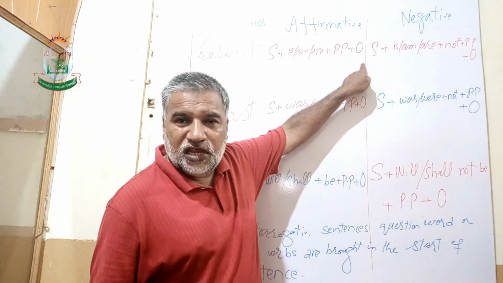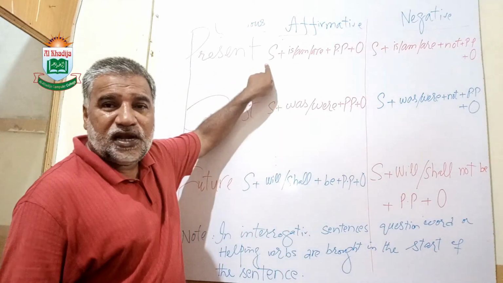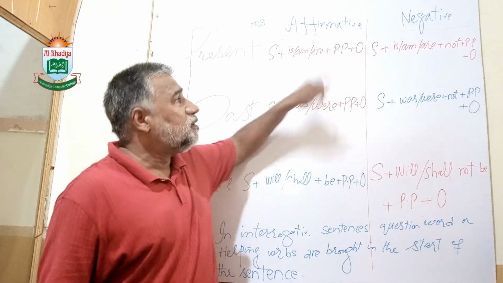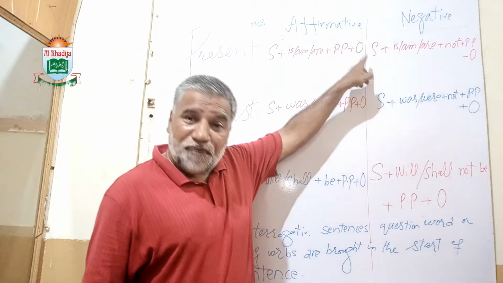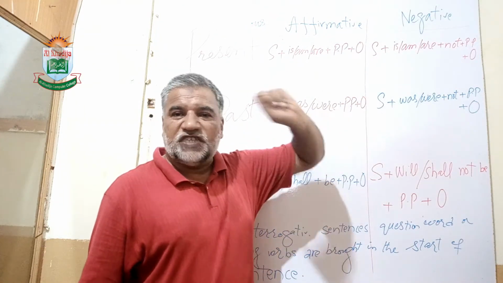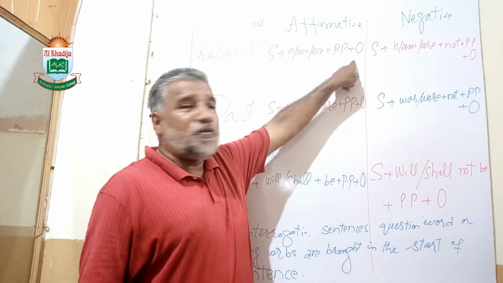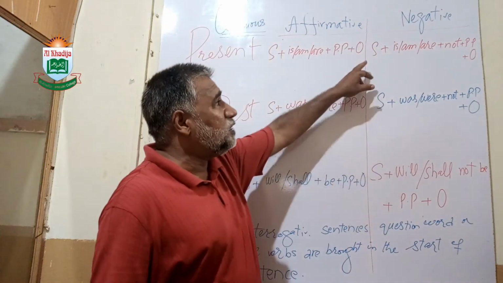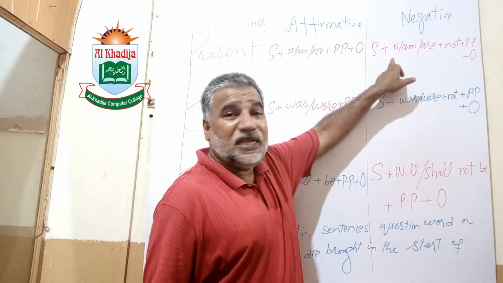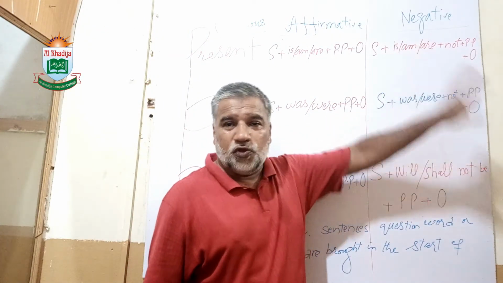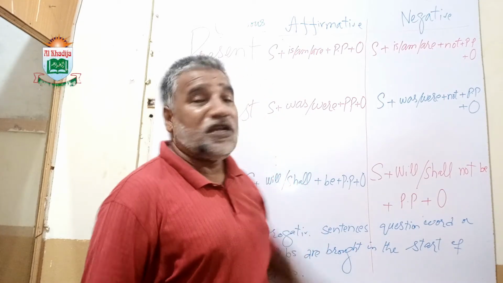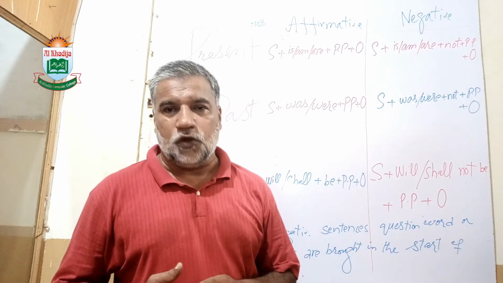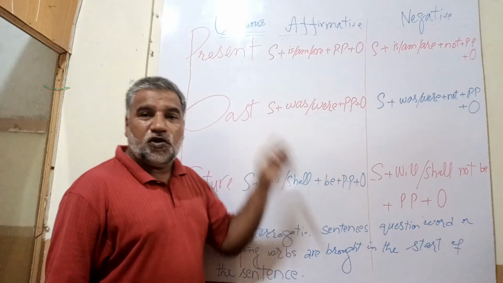So there are these four things in present continuous: subject in the start, followed by is, am, or are as a helping verb, followed by present participle, meaning first form of verb plus ing, followed by object. O stands for object. In negative sentences we will use subject plus is, am, are plus not, plus present participle, meaning first form of verb plus ing, plus object. Likewise, past continuous.